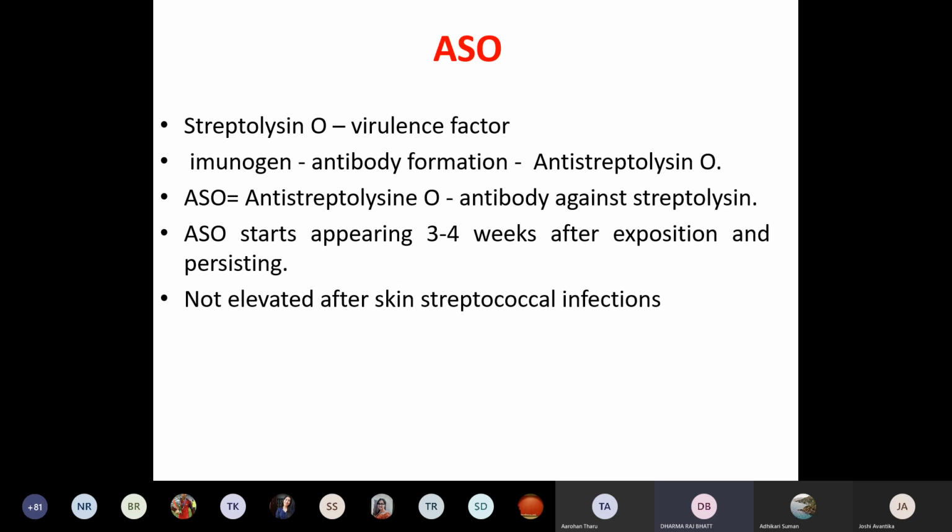And the level of ASO is not much elevated after skin infection, or the titer remains below 200 international units in case of streptococcal skin infection. Other markers that we have mentioned are increased in the throat type infection as compared to streptococcal skin infections.